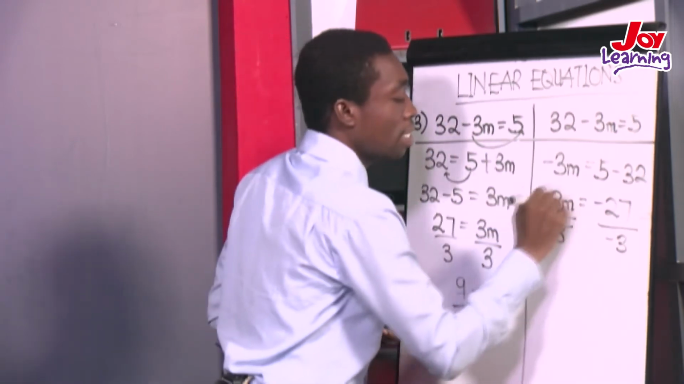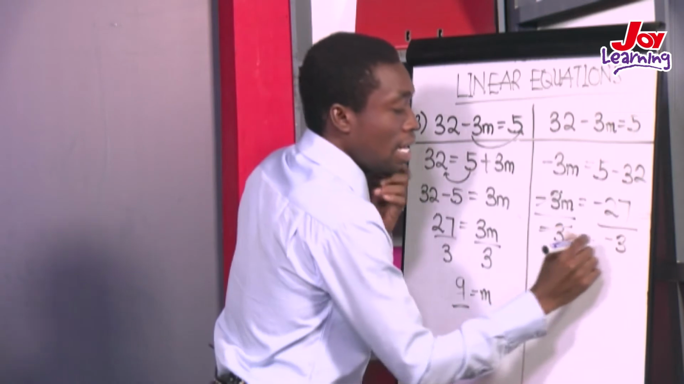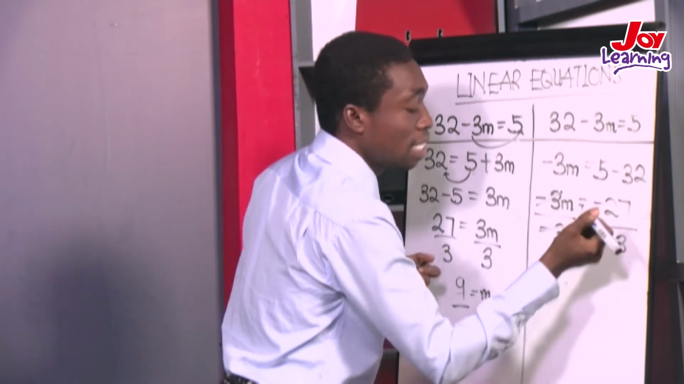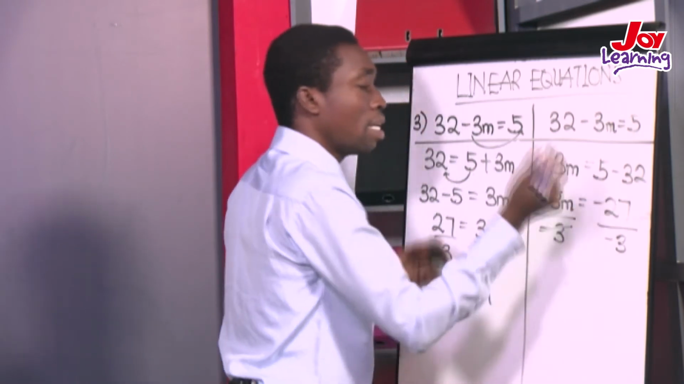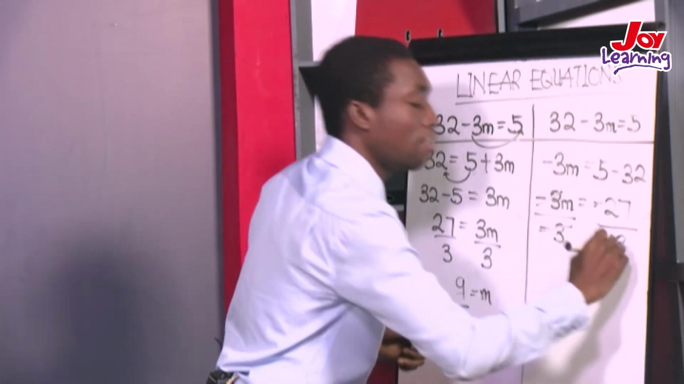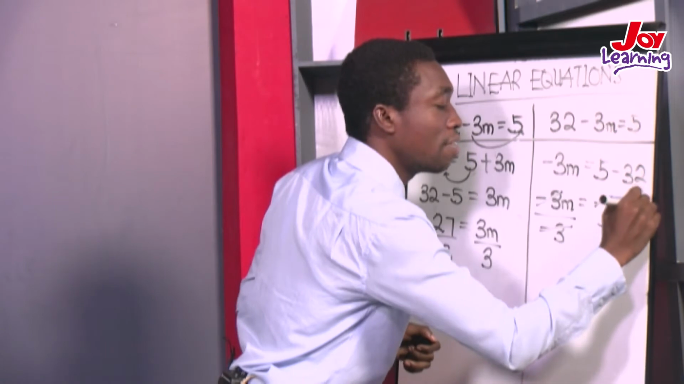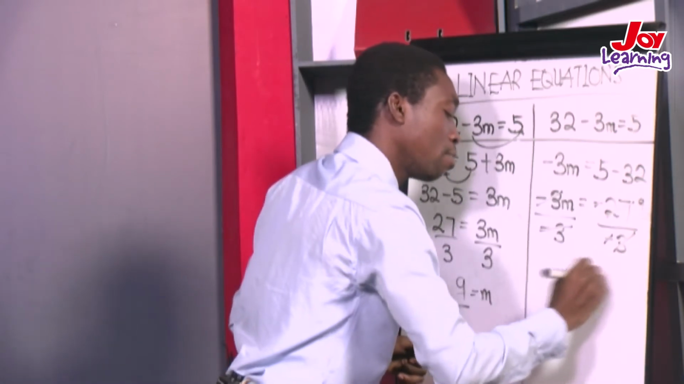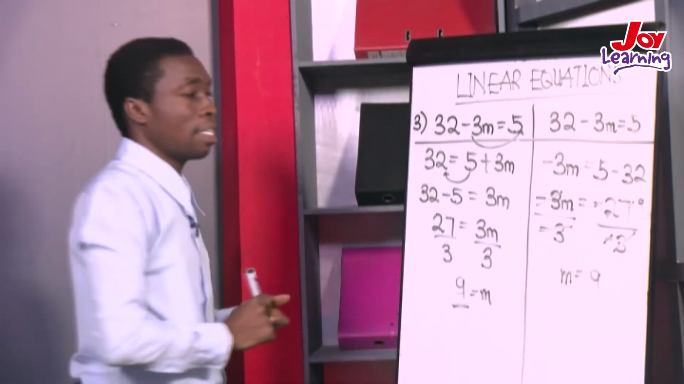So this cancels out this, and then negative cancels out negative. Most of the times people may forget to do this, so the more reason why you revert to the other way. Negative cancels out negative, 3 cancels out 27 9 times. So you have m equal to what? 9. So they both give us the same answer, but they are different routes.